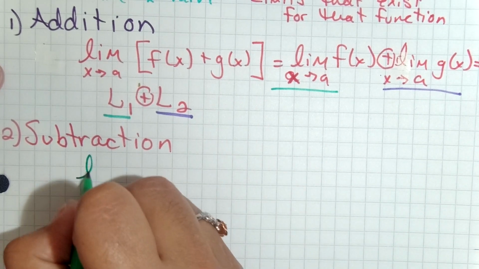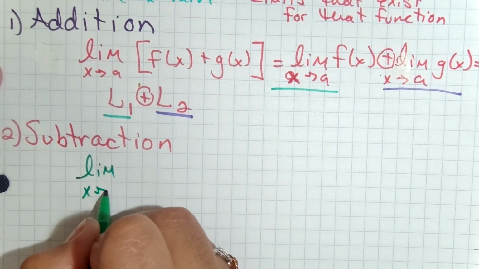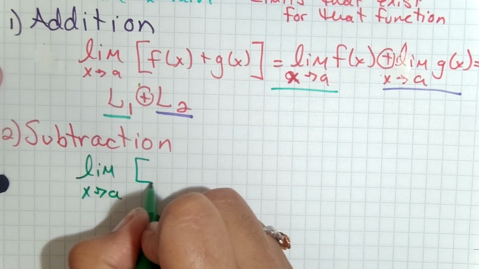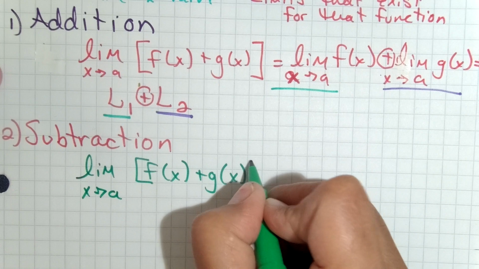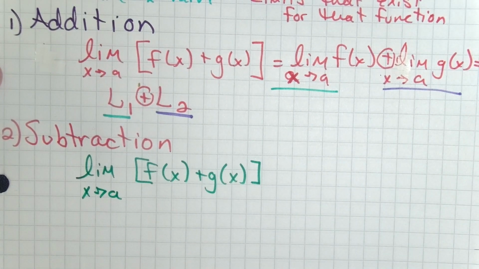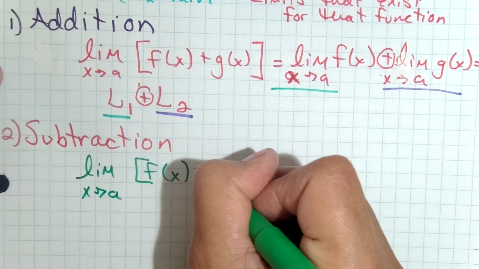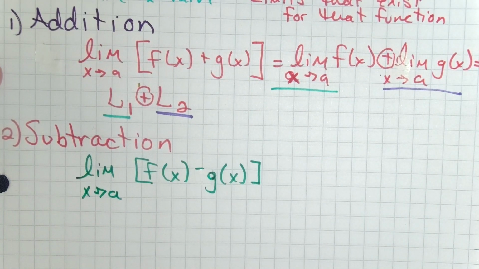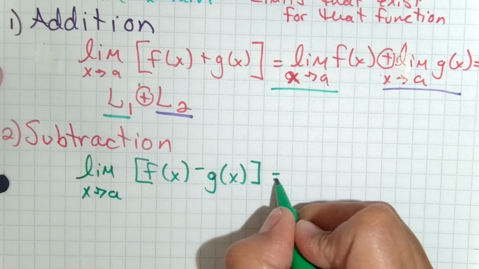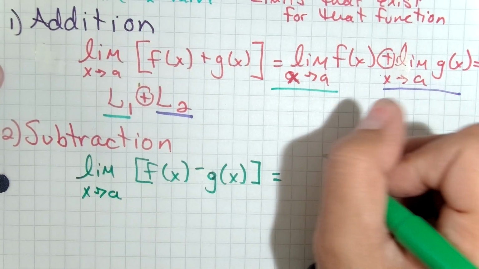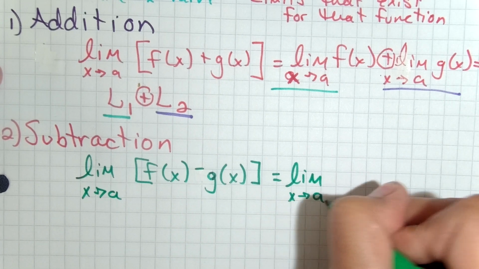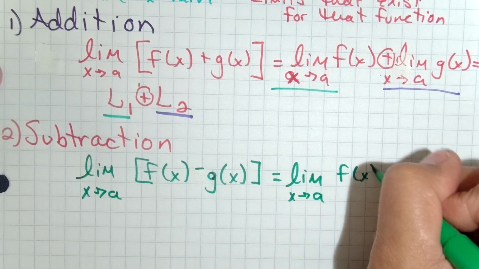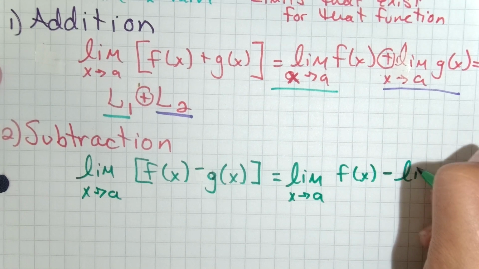So, it's the limit as x approaches a of f of x plus g of x. Nope, not plus. What should go there? Minus. Sorry about that. I'm going too fast for myself. So you can wait until I write this down, or you can just copy from the top and instead put a subtraction sign.